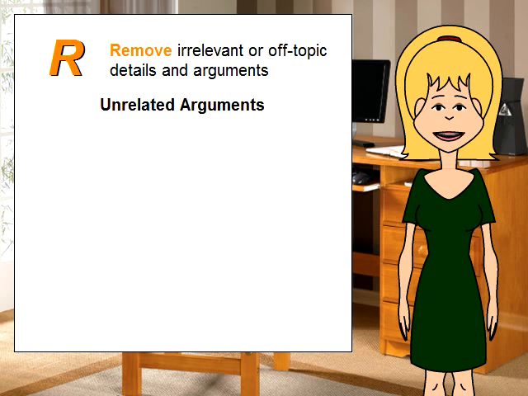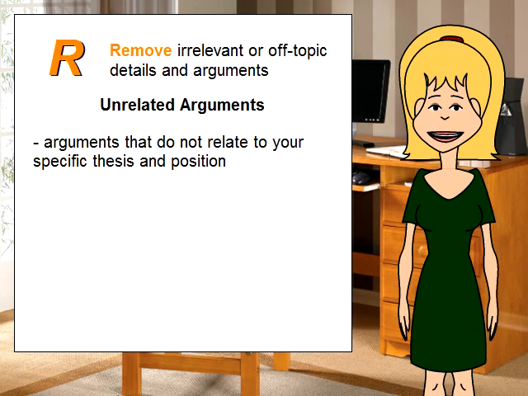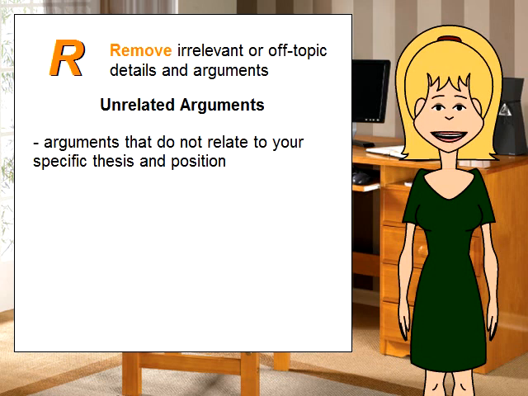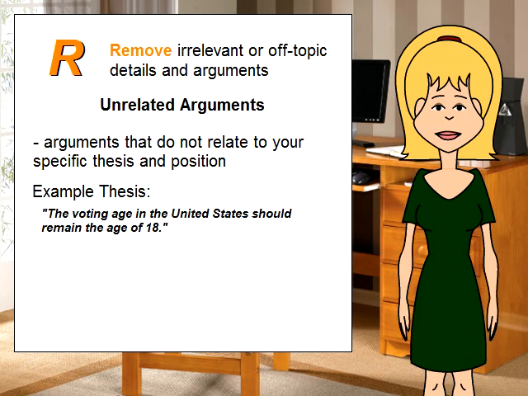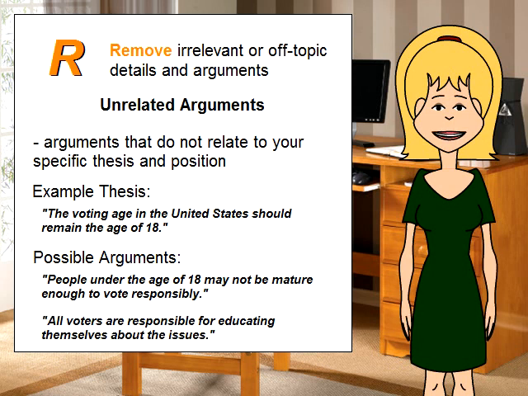Okay. One thing you may need to remove are irrelevant arguments. These are arguments that do not relate to your specific thesis or position. Here's an example thesis statement. The voting age in the United States should remain the age of 18. And here are two possible arguments. People under the age of 18 may not be mature enough to vote responsibly. And all voters are responsible for educating themselves about the issues. Which of these would need to be removed from an essay?